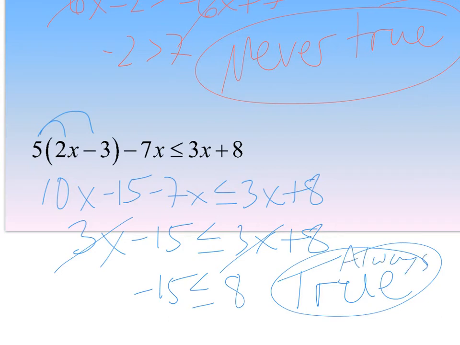So if you end up with an incorrect statement, if all your x's cancel out like it did up here, and you're left with a non-true statement, then it's never true. If all your x's cancel out and you're left with a true statement, then it's always true. Any number you plug in for x is going to work in this one. Any number you're going to plug in for x up here is not going to work.